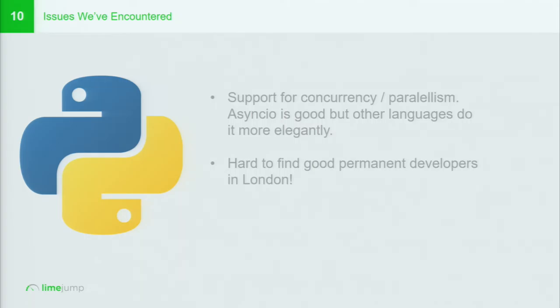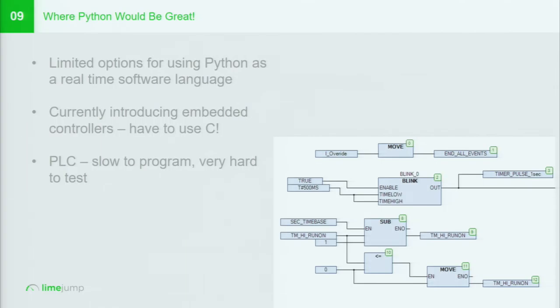But I guess the biggest problem we have is finding good Python developers in London, which I'm sure lots of people can sympathize with. So that's kind of really our problems or things that we've been using. Where would we like to use Python? Well, as I said before, I liked the talk yesterday on the micro:bit and starting to use Python in microprocessors. The diagram on the right is part of the PLC software that I was talking about earlier.